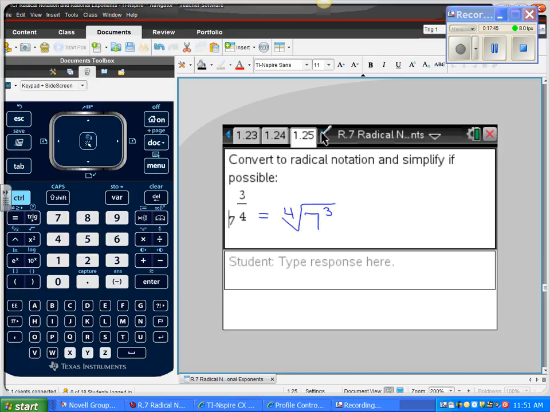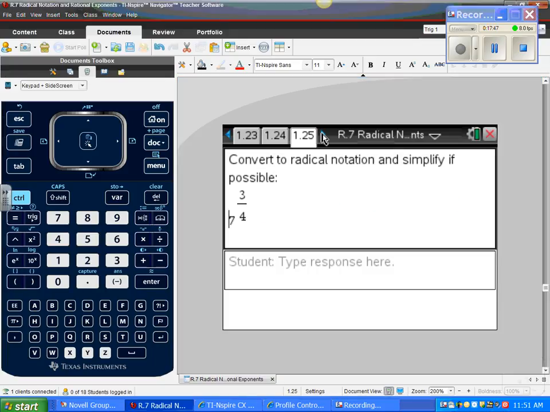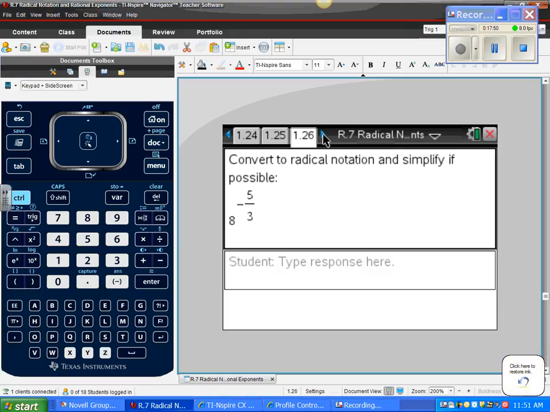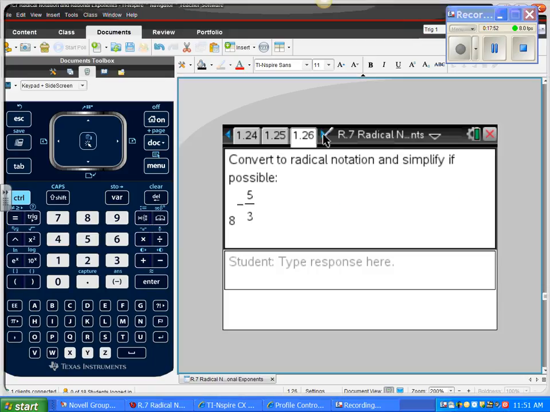Okay, let's try another. We've got that negative exponent now, so we don't like those negative exponents. We're going to flip that, right? This is the same thing as this. If I want it as a radical, denominator, index, numerator, power. Okay.